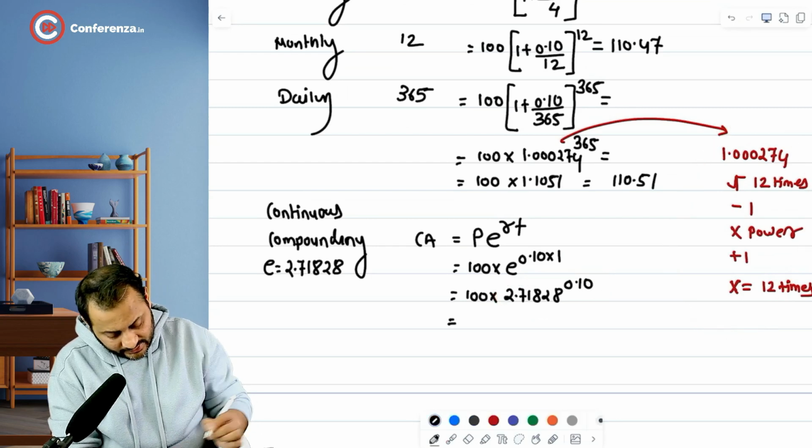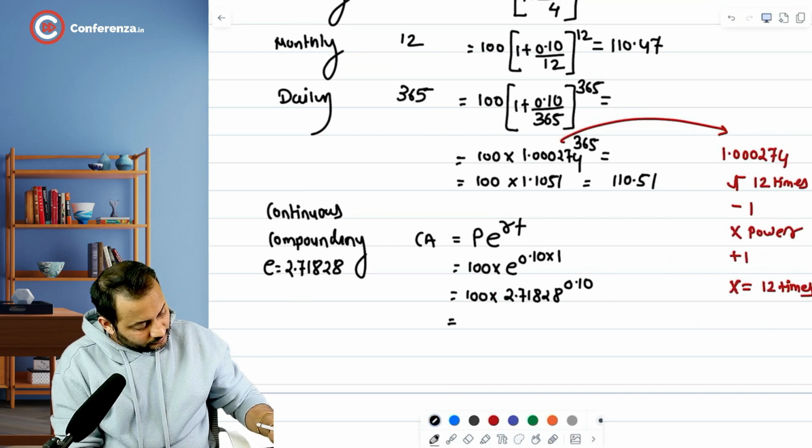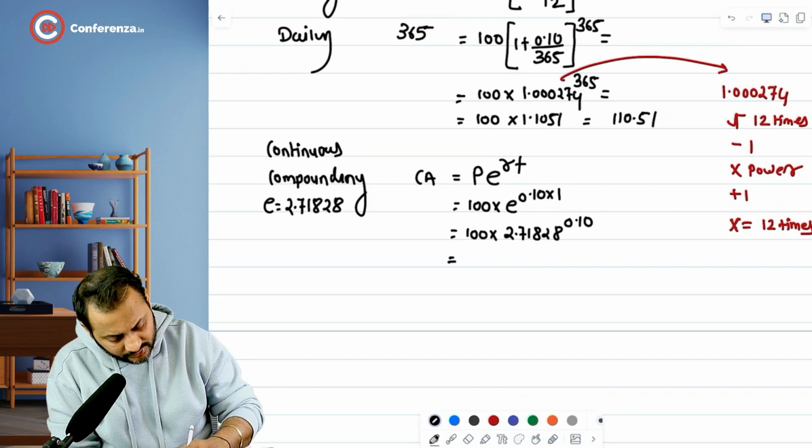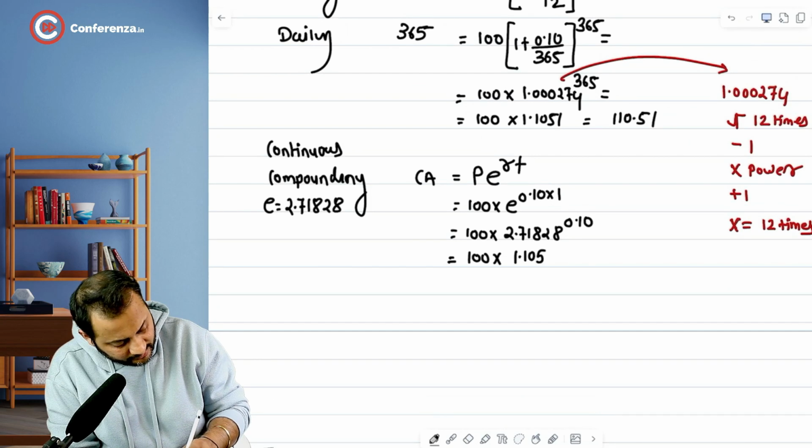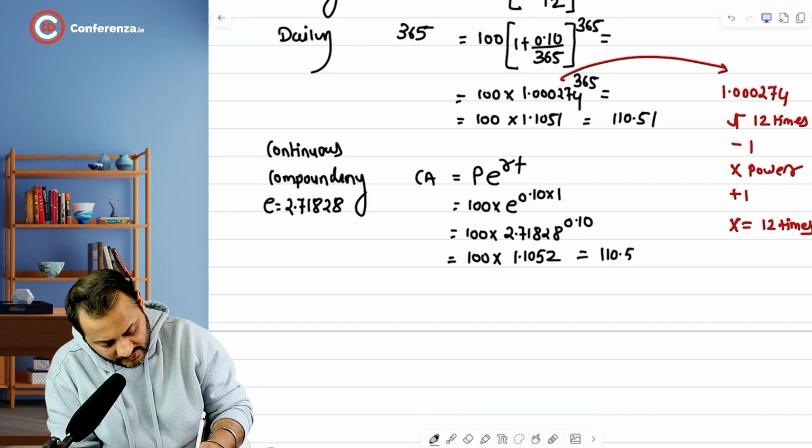So I'm just writing it down. 2.71828, square root 12 times, minus 1, into 0.10, plus 1, and equals 12 times. So a little more only. 100 multiplied by 1.1052. That will give us 110.52.